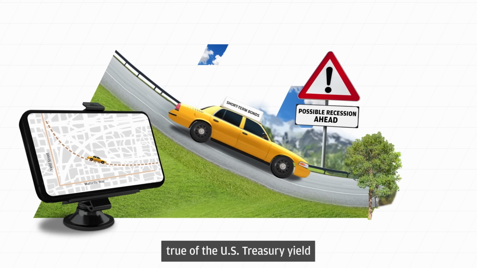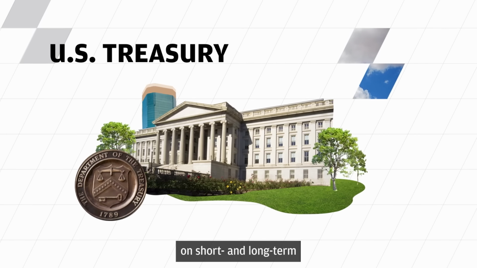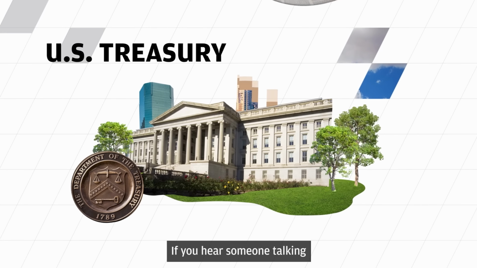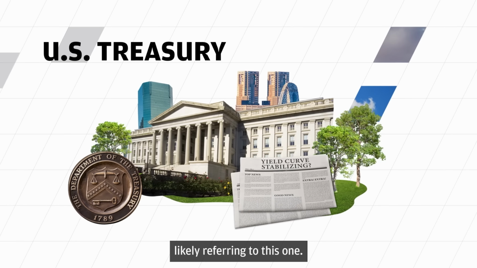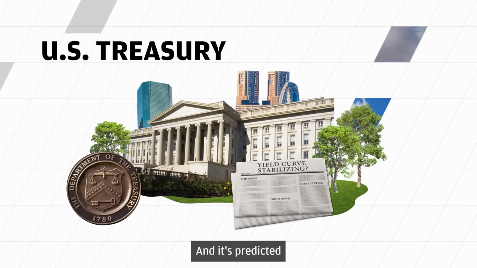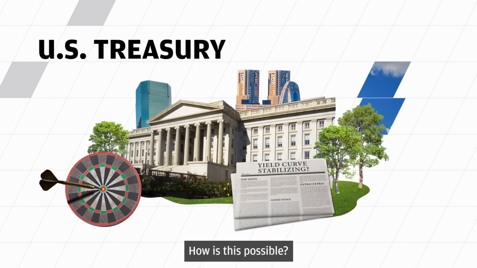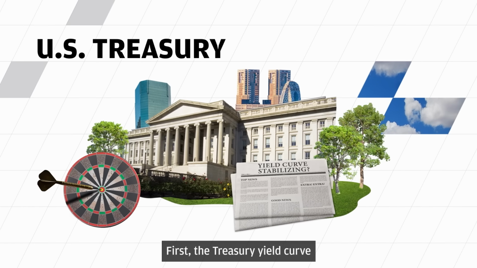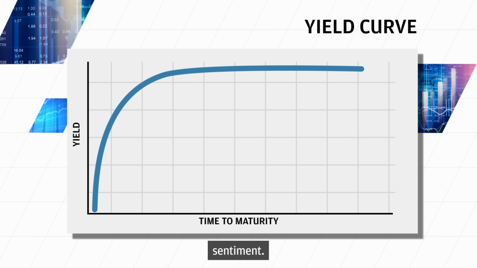This is particularly true of the U.S. Treasury yield curve, which tracks yields on short and long-term treasuries. If you hear someone talking about the yield curve, they're likely referring to this one, and it's predicted past recessions with a great degree of accuracy. How is this possible? First, the Treasury yield curve is a good reflection of investor sentiment.